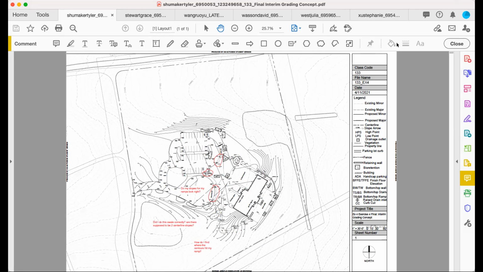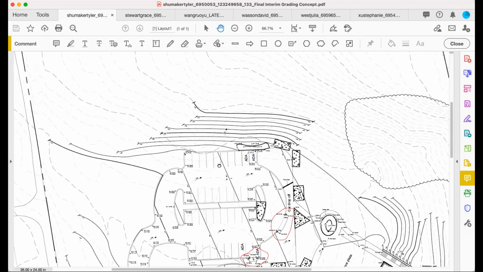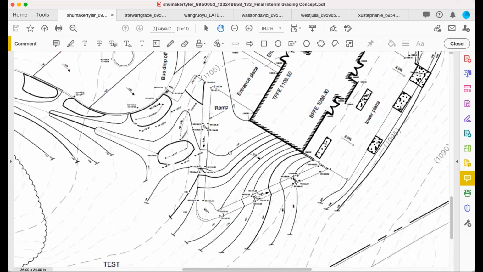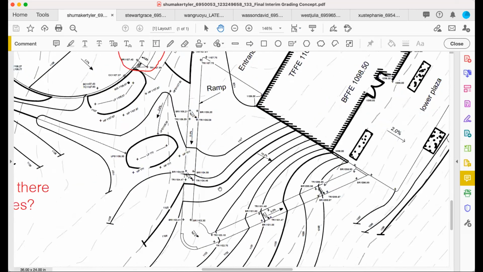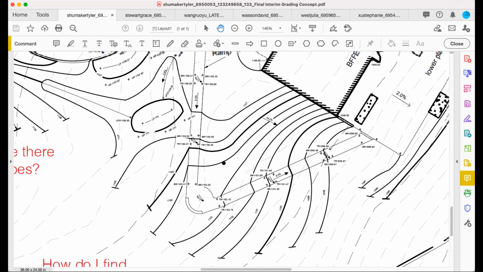Okay, let's look at the ramp first, because it's a new requirement, and the diversion swale. So it seems like you have an irregular slope in terms of the contour spacing between different contours. Sometimes you have 5%, sometimes you have higher ones. Is this a landing by any chance?